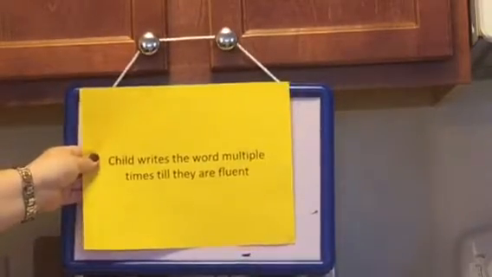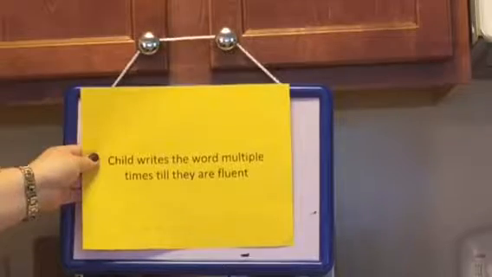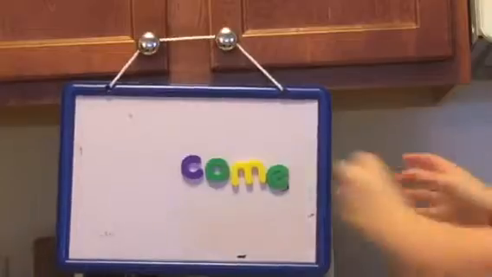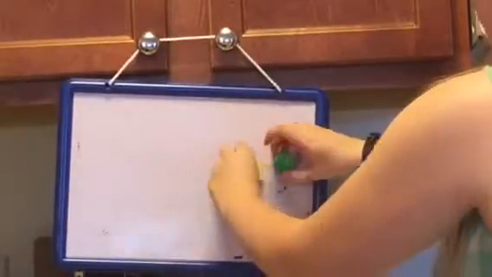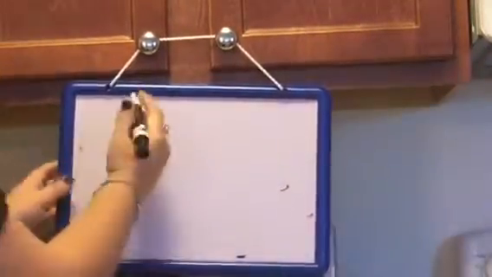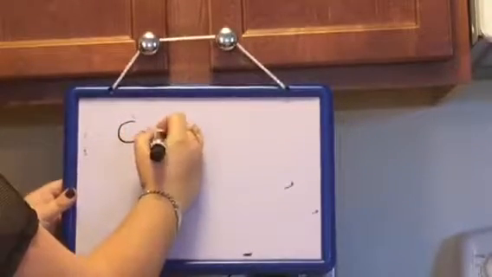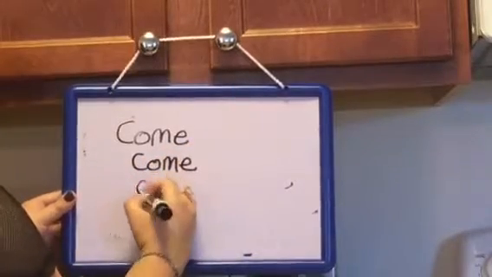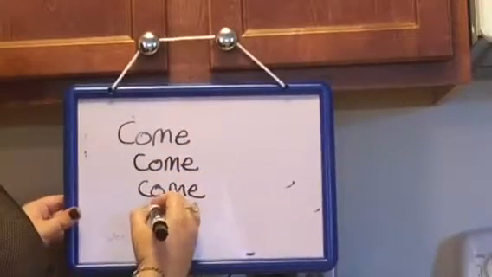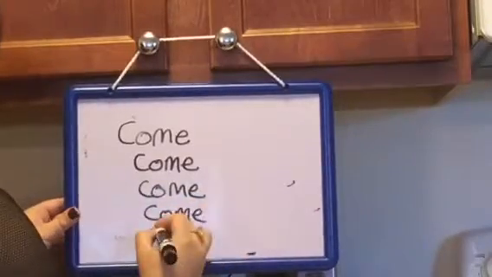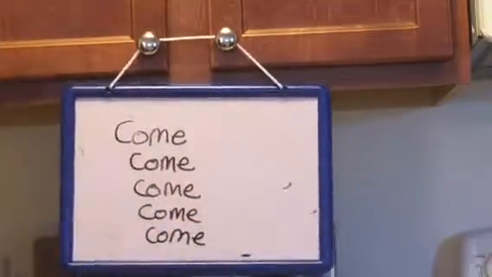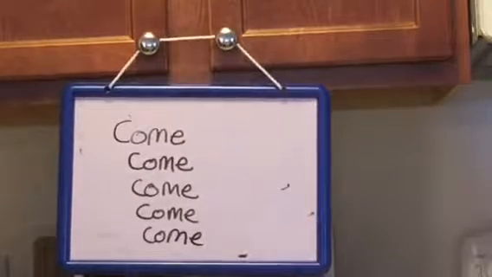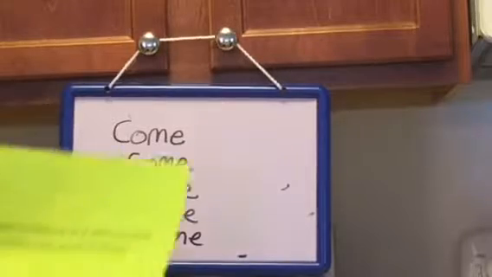The child is going to write the word multiple times until they are fluent. That is very similar to the computer program, except I'm going to say, Sally, I want you to write that word 5 times. Can you write the word 5 times? Yes. Come. Good. Do you think you know how to write the word come? Would you be able to see it when it comes up in a book? I think so. All right, well, let's try it out.